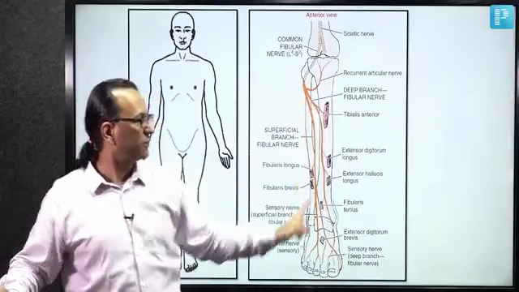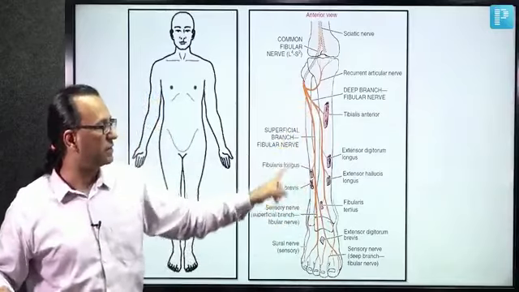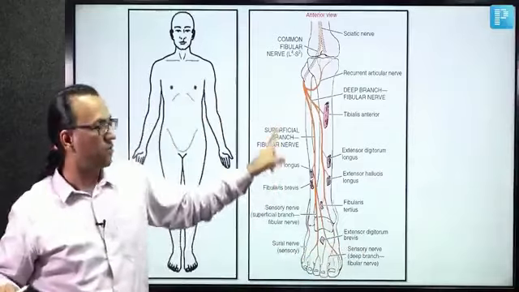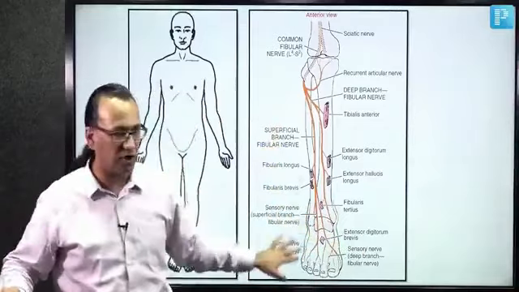Now the superficial peroneal nerve, which goes to the lateral leg compartment, supplies the lateral leg muscles, peroneus longus and brevis, which will turn the sole lateral. So superficial peroneal nerve is a nerve of foot eversion and supplies most of the skin on the dorsum of the foot.